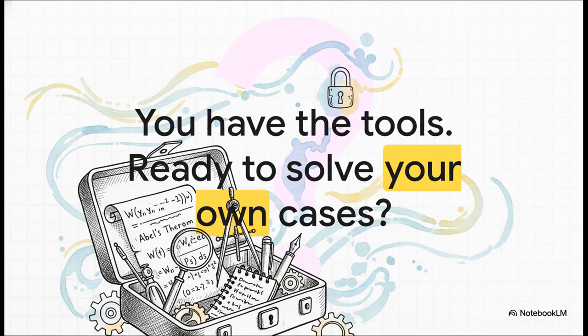And just like that, you now have a complete investigator's toolkit. You know how to tell if a solution is complete. You know how to test for it with the Wronskian, and you know how to use Abel's theorem as a powerful shortcut. You can now take on any set of solutions and build the exact one you need for any situation. The only question left is, are you ready to go solve your own cases?